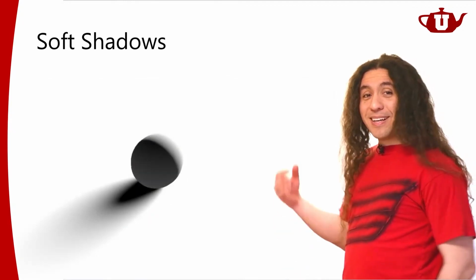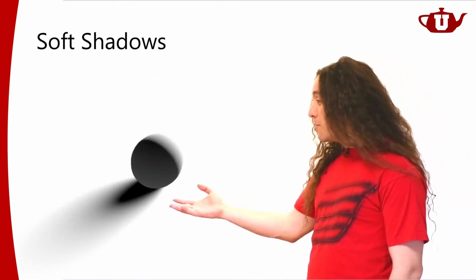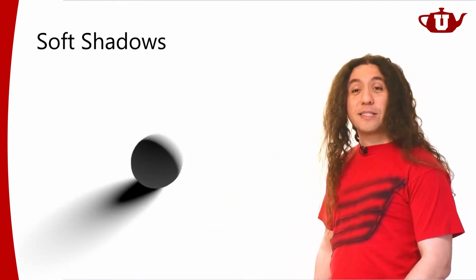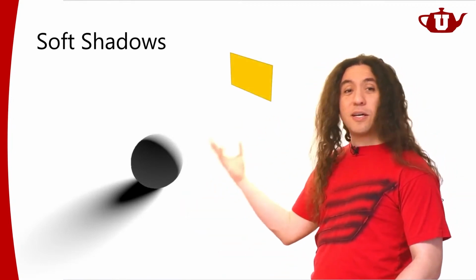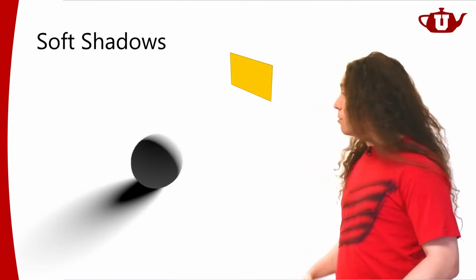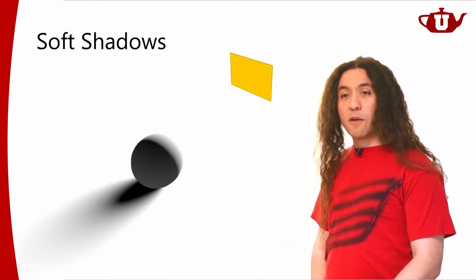So you get soft shadows when you get something like an area light, right? An area light like this, you would expect it to form soft shadows on surfaces like that.